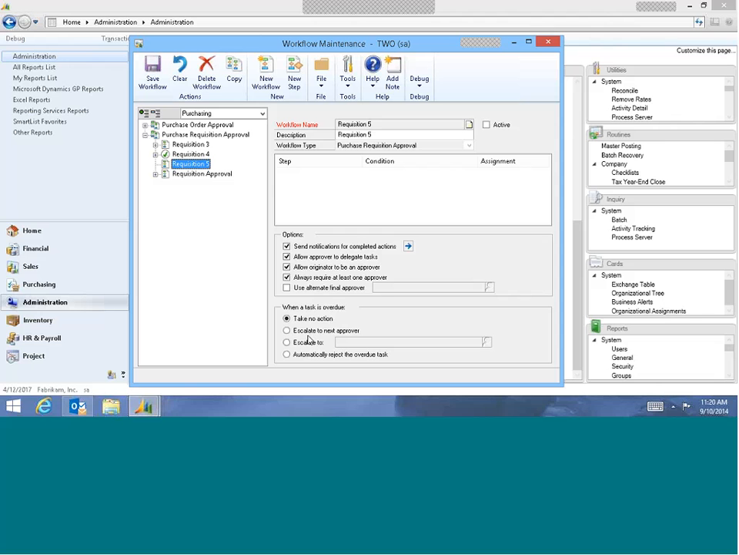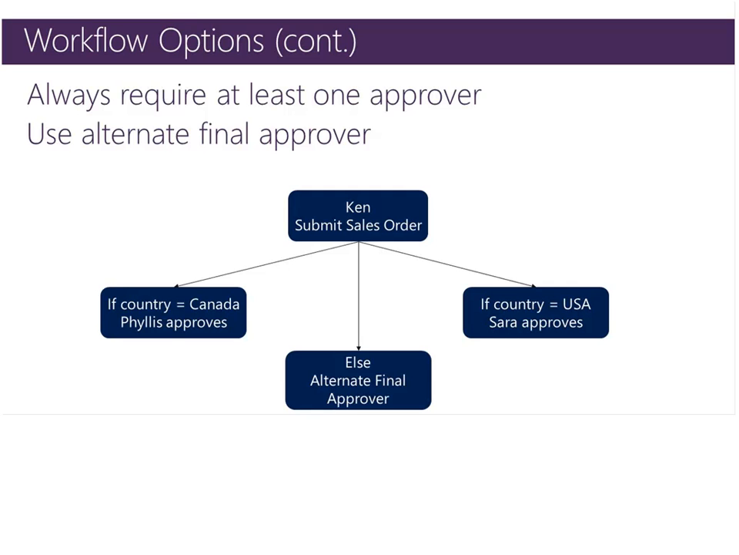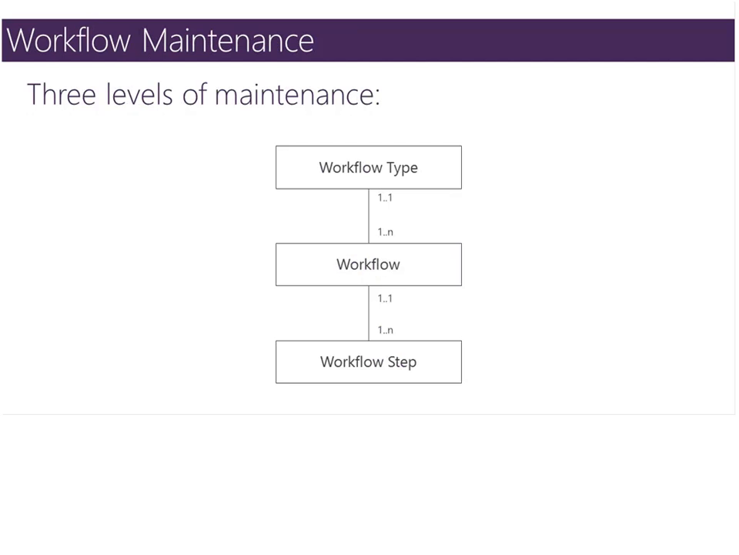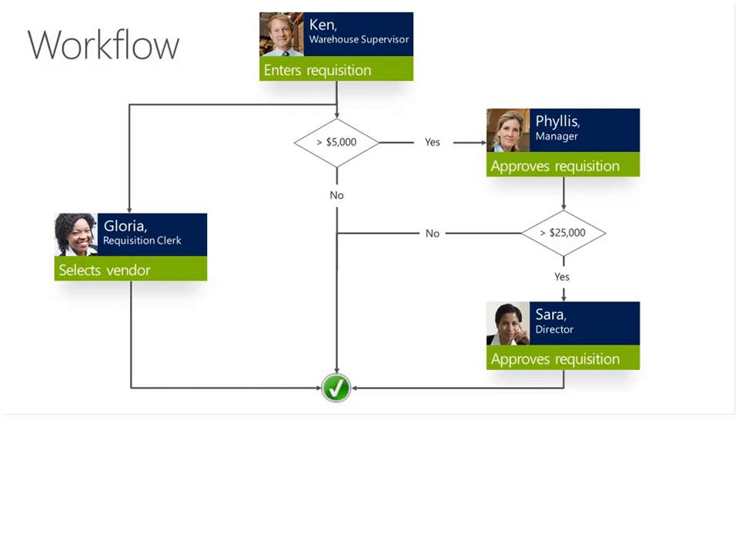The next one is to escalate to the next approver. And that is if there is a step following the step for which it's generated, then we'll escalate to the approver of the next step. So let's go back to the slide deck quickly and see what that means by going back to our diagram. So in this diagram, if Ken submits a document, and it goes to Phyllis, it's greater than $5,000. Phyllis receives an approval task, and she needs to approve it within an hour.